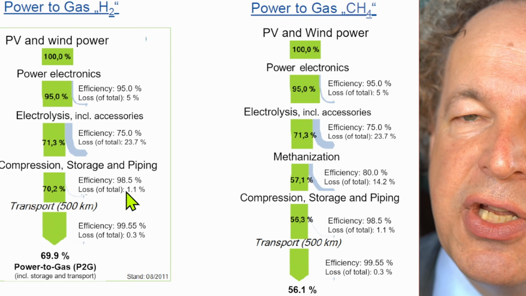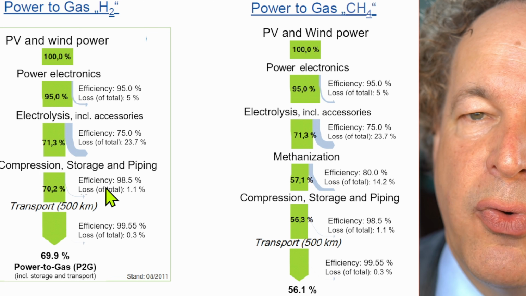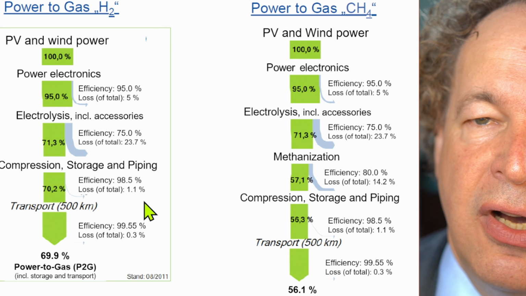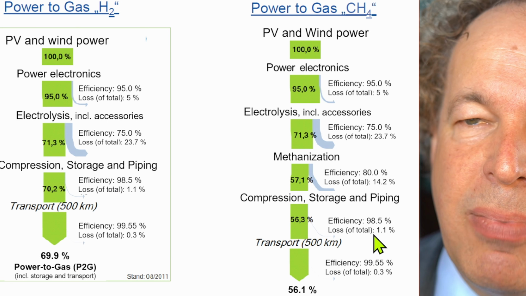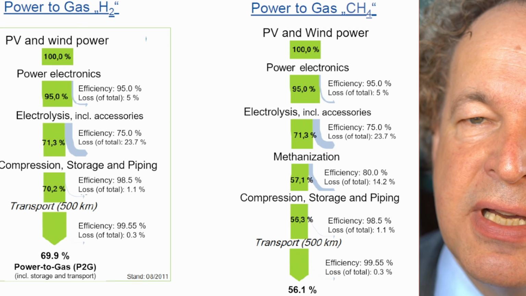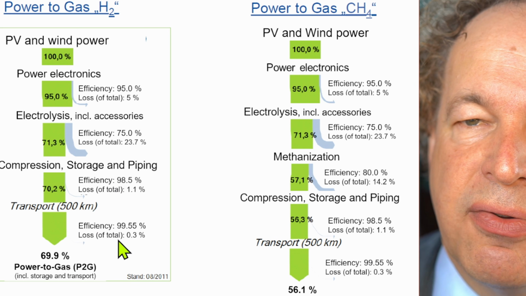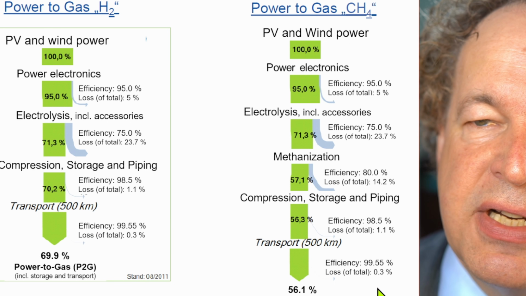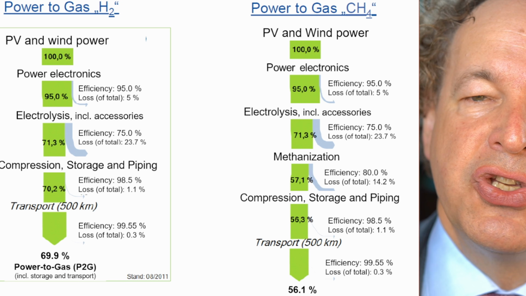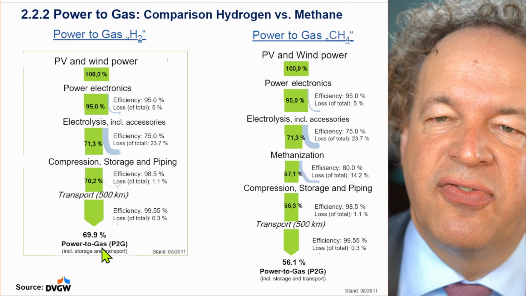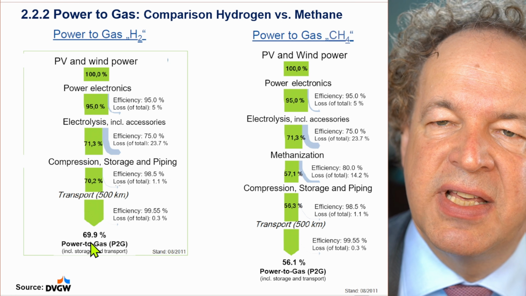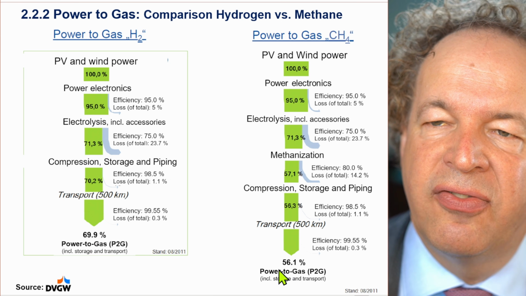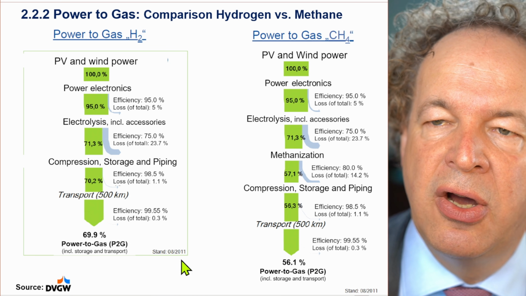Then we come to a stage which is common to both. So we have here compression, 98.5%. This is a loss of the total of 1.1%. The same applies for the power to gas process. Then we have the transport, which is rather efficient. So we have only a loss there of 0.3% for both sides on the total. So finally, we have the power to gas for hydrogen, 69.9%. For power to gas for methane, we have 56.1% only.